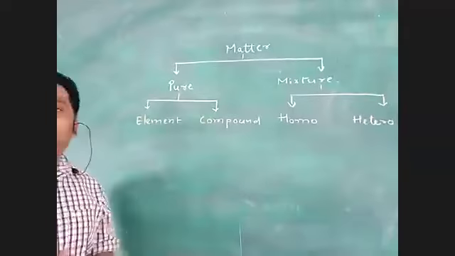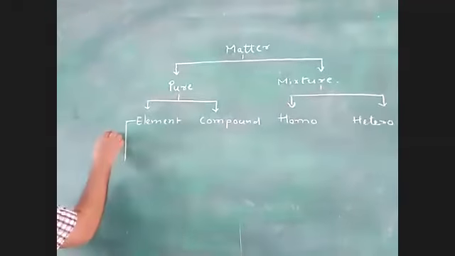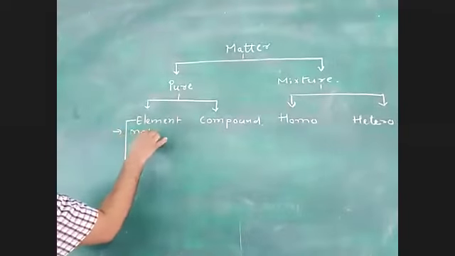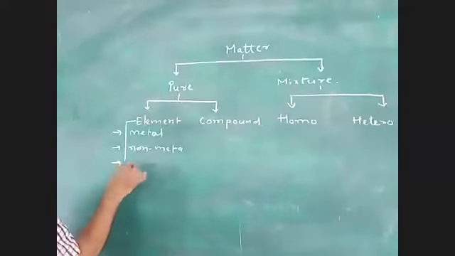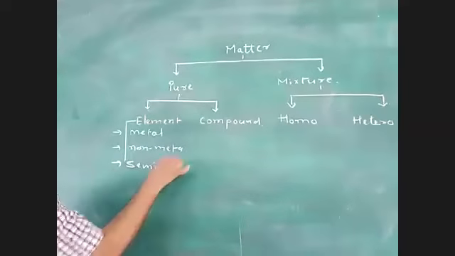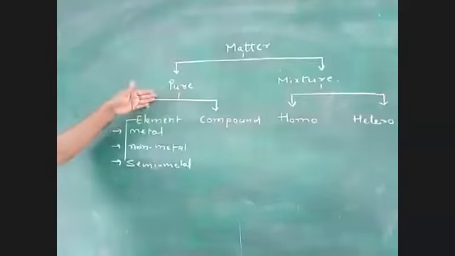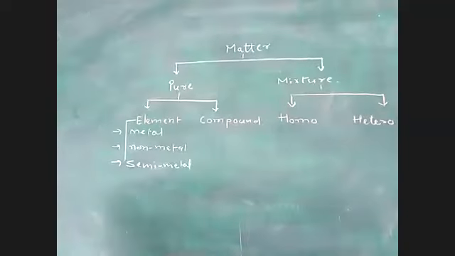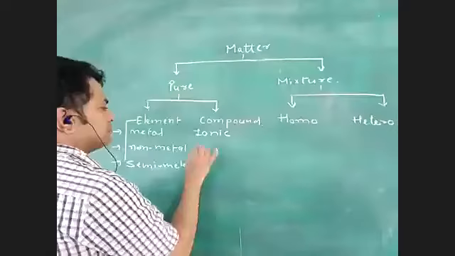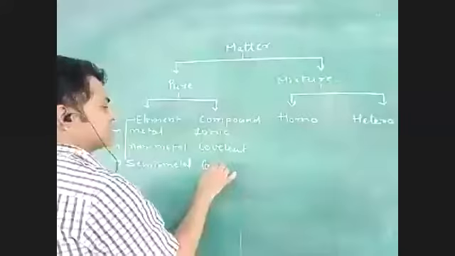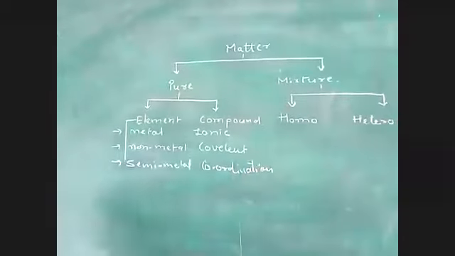So matter may be in elements. Elements are further classified into metal, non-metal, and semi-metal. This is the pure classification of matter, pure elements. Compound can be classified into ionic compound, covalent compound, and coordination compound. All these things we have studied.